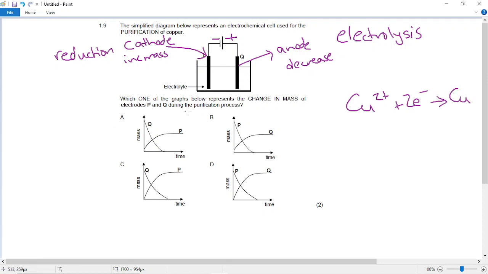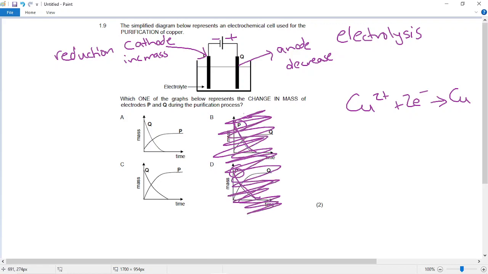Now it says to you, which one of the graphs represents the change in mass of electrodes P and Q during the purification process? So now if P is the cathode, because it's connected to the negative terminal, it is definitely going to increase in mass. So we have to look at the graph where P starts low and gets bigger. If you look over here and over here, P is starting big and getting smaller. Can you see this is a downward graph? So these two are clearly wrong, okay, because the cathode has to get bigger.